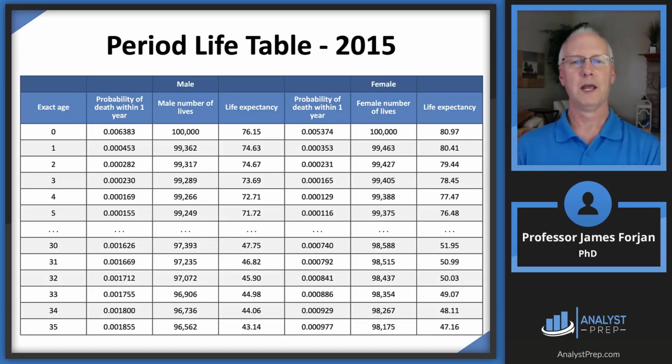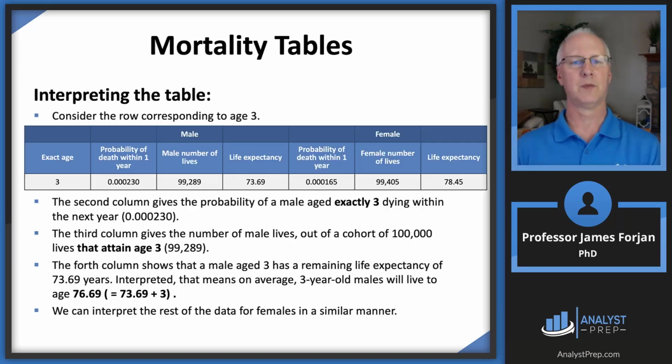So here's a table. Going down the left-hand column, we have ages. We start with birth, and here we stop at 35. Then probability of death within 1 year, and then number of lives. We begin at 100,000 live births, and after 35 years, we're left with only about 96,500 of them. And then there's life expectancy and remaining life expectancy for males and for females. Let's go ahead and interpret this table.